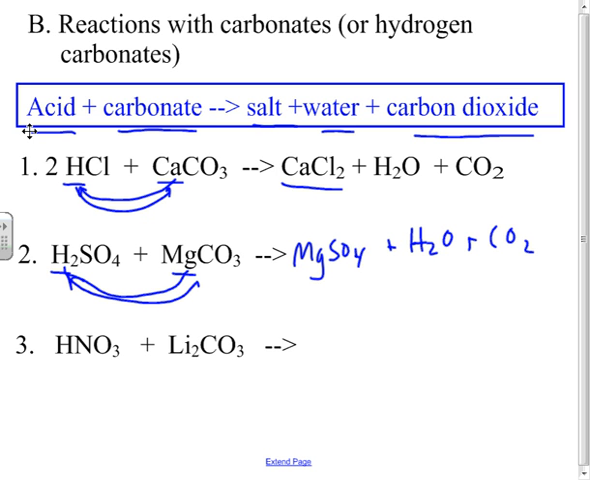Last one, the hydrogen of the acid and the lithium are going to switch places. That is going to give you lithium nitrate and water and carbon dioxide. The lithium, we have 2 on this side, so I need to put a 2 there. That gives me 2 nitrates, 2 hydrogens, so a 2 there will balance that reaction.